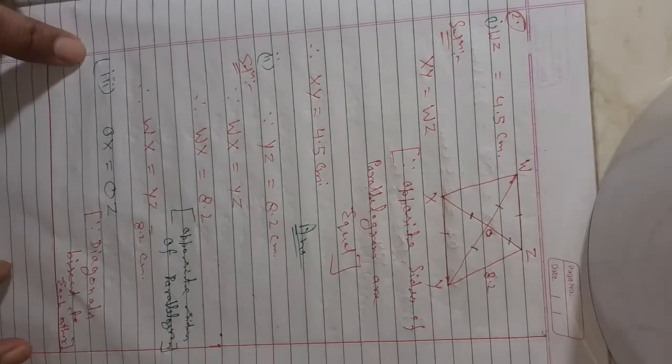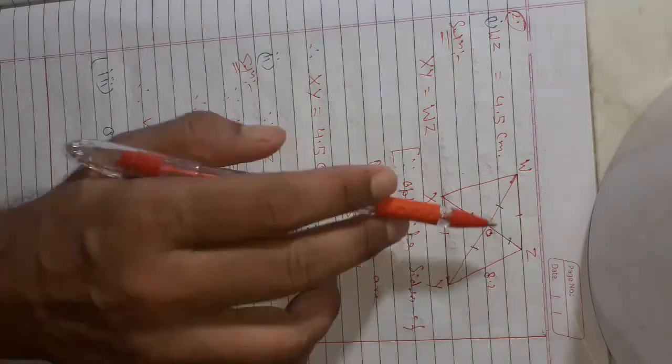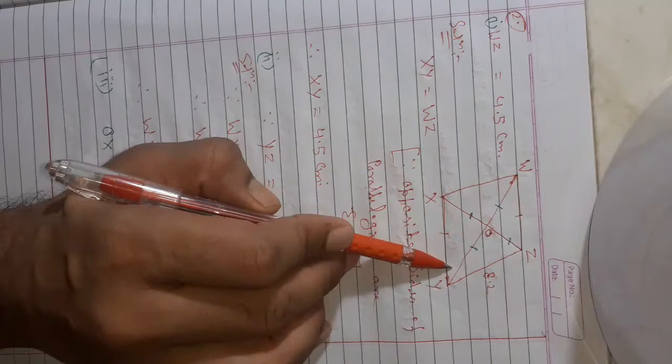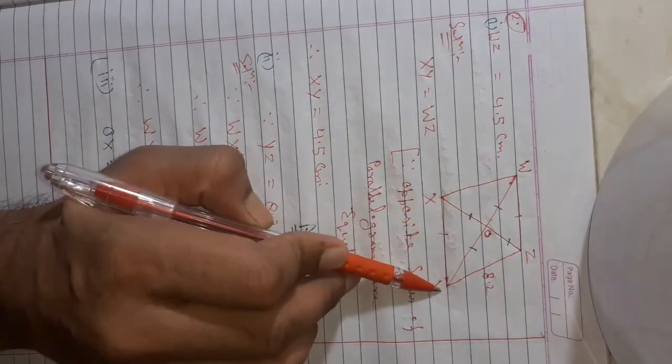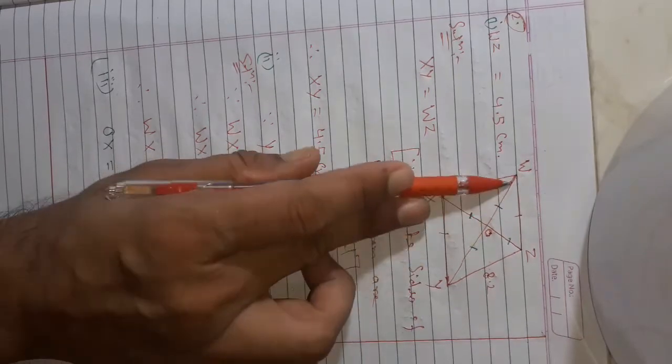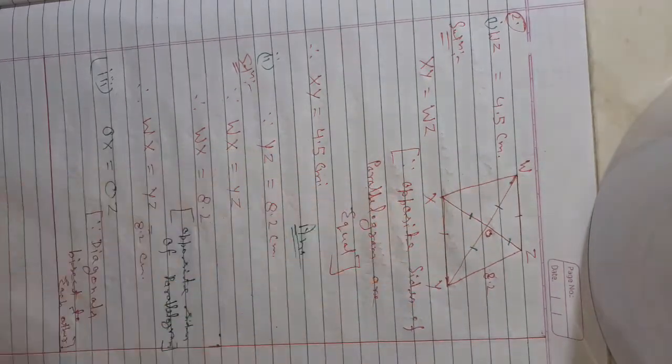WY. Okay, so you know the diagonal being bisected, so means WO is half of the WY. Clear? WO should be half of the WY.